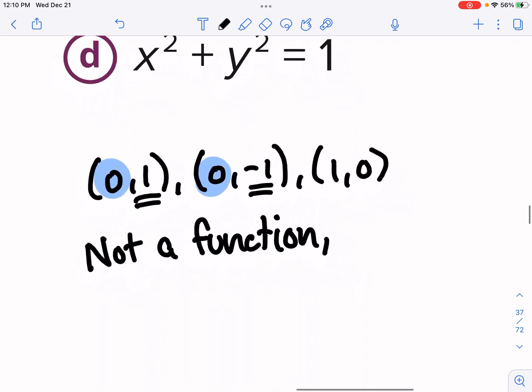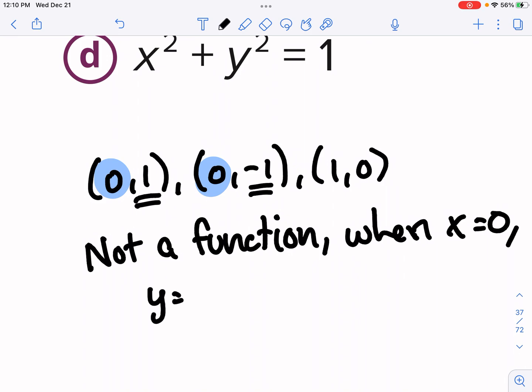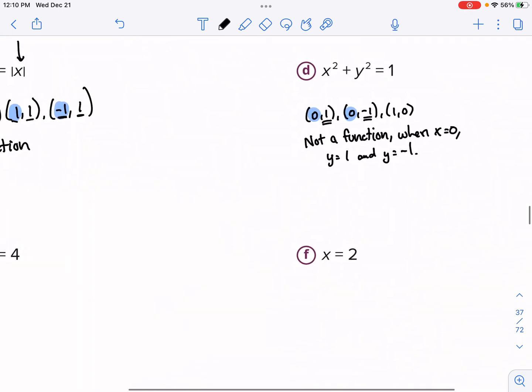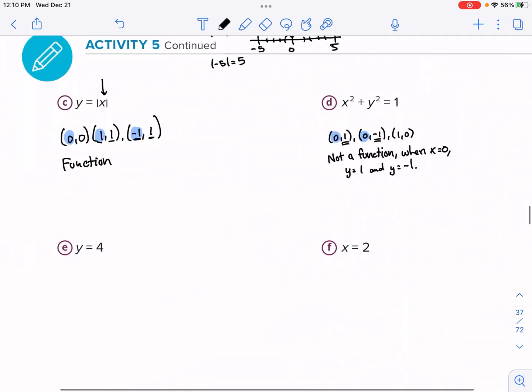This is when x is equal to 0, we'll put comma, y is equal to 1, and that y value is also equal to a negative 1. So when the input is 0, there are two different outputs. Okay, so does every input have one output? No. Okay. All right, and then these last two, E and F, are special cases here.